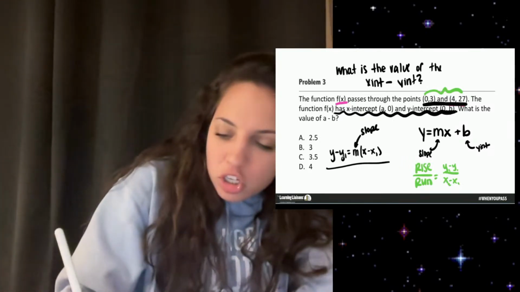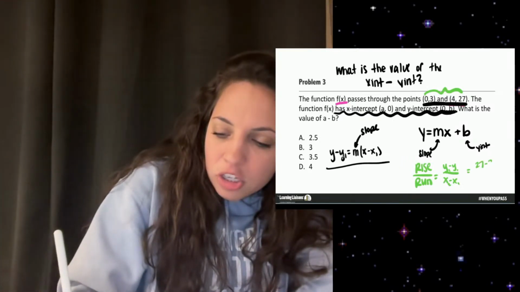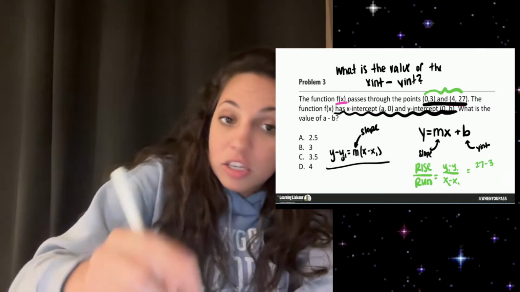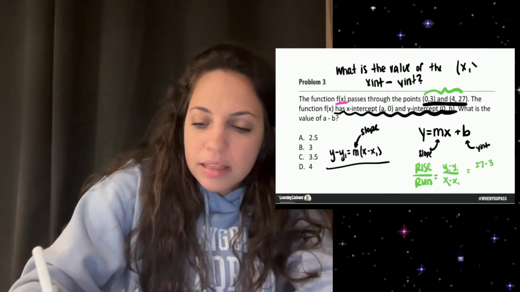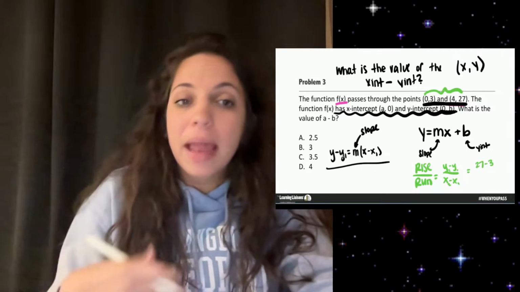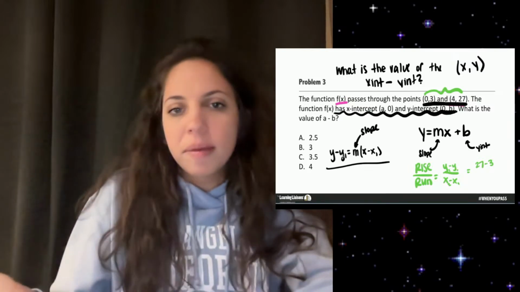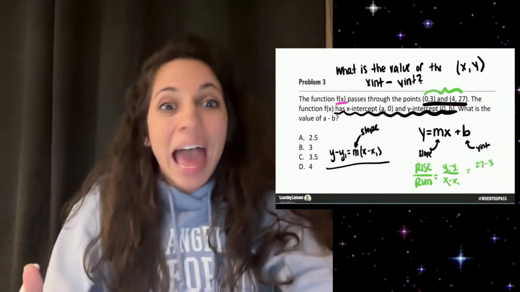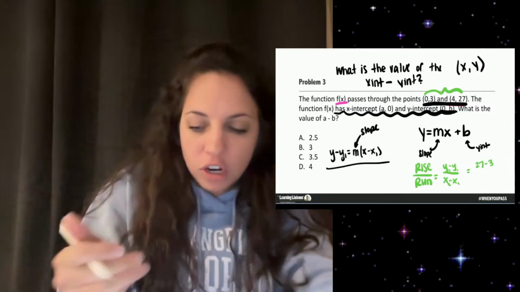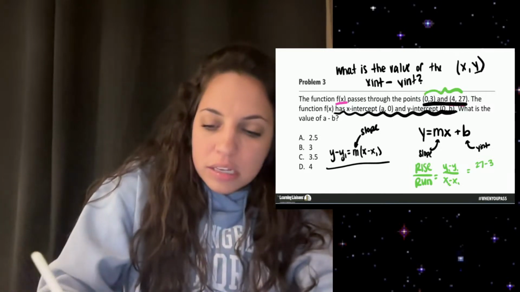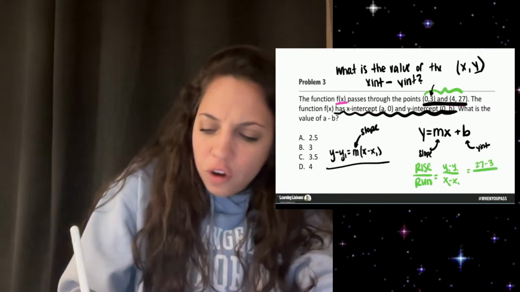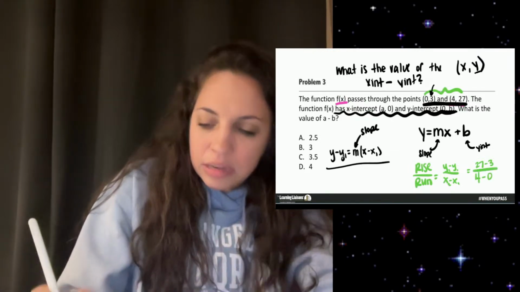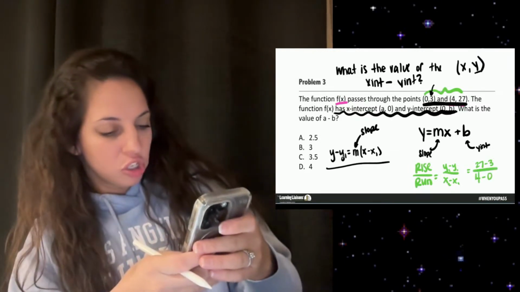So I'm going to do 27 minus 3 because this is for everybody, this little nugget: your x comes first and then your y, just like in the alphabet. A, B, C, D, E, F, G, H, I, J, K, L, M, N, O, P, Q, R, S, T, U, V, W, X, Y, and Z. X comes first. So I know this is my y and I know the 3 is my y. Over 4 minus 0. 27 minus 3.